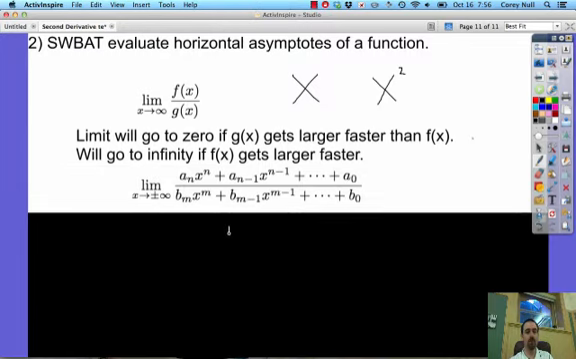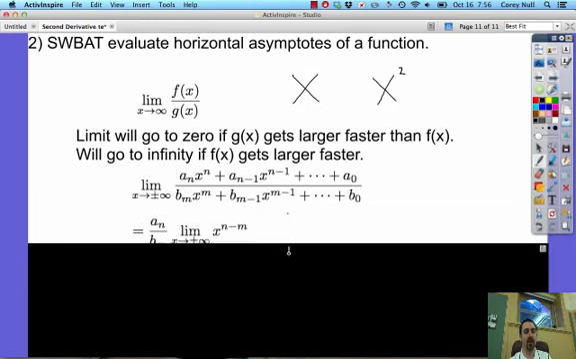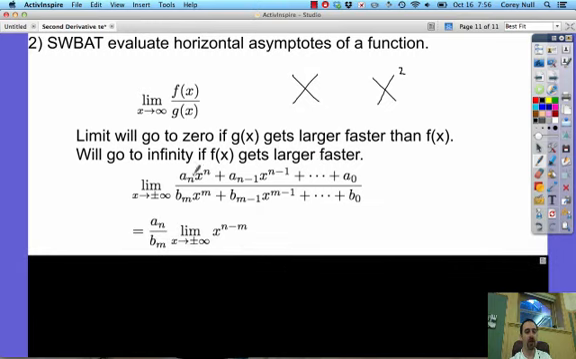Okay. So here's the theorem we're going to be able to use to get by. Now, this theorem is a nice theorem and it's a quick way to do things. However, the previous method will always work, even when this breaks down a little bit. So we're talking about a polynomial divided by a polynomial. This will always go to the ratio of the leading terms times the limit as x goes to infinity or negative infinity of x to the difference of the highest powers.